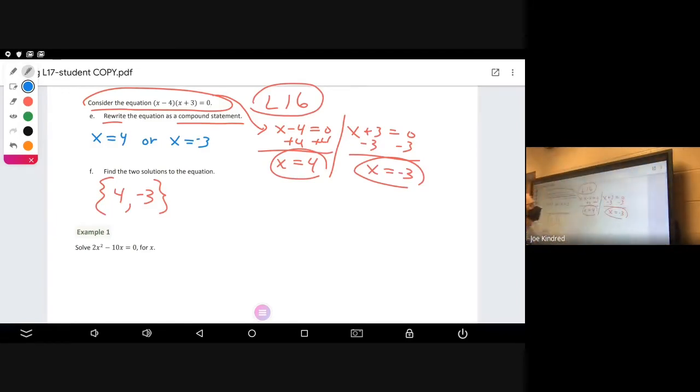Right? And so in terms of writing as a compound statement, x minus 4 equal to 0 or x plus 3 equal to 0.